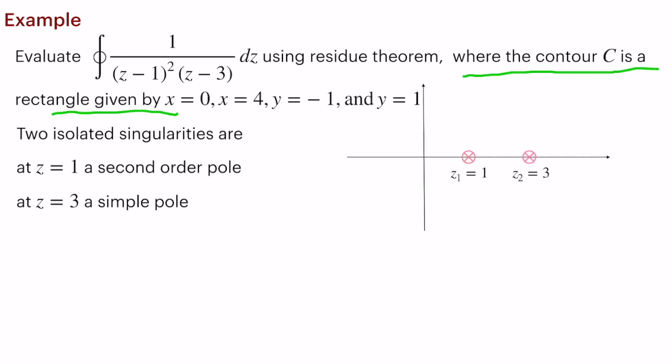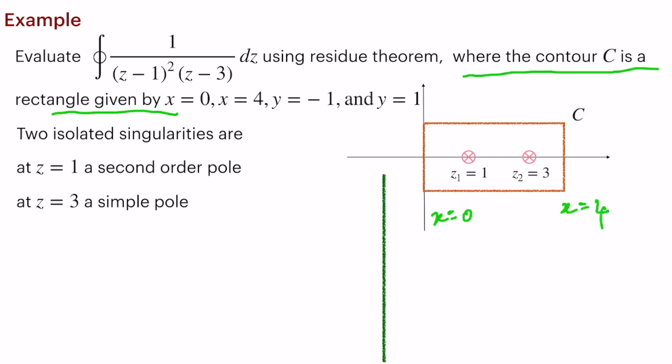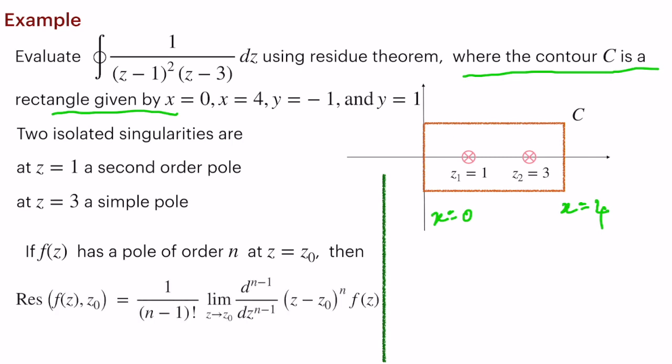Then let us see it on the complex plane. We have two singular points at z equal to 1 and z equal to 3, and then we have our contour which is mapped here from x equal to 0 to x equal to 4, and y equal to minus 1 to 1. Then we have to compute the residue at each pole. Let's look at the first residue. The first one is not a simple pole, it is a second order pole. So we have to use the formula given here.